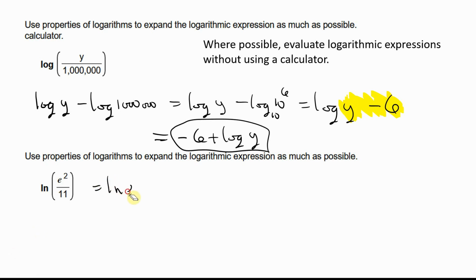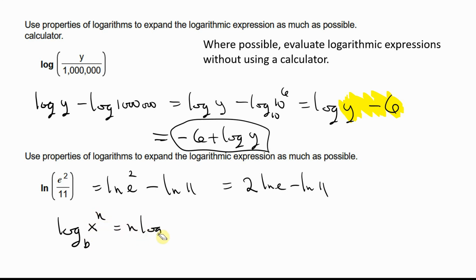So this is the natural log of e to the second minus the natural log of 11. But remember, natural log and e are inverses. And then this is the multiplier. This is the power becomes the multiplier, right? You have log base b of, say, x to the n. That's the same as n times log base b of x. And the natural log of x to the n is the same thing as n times the natural log of x.